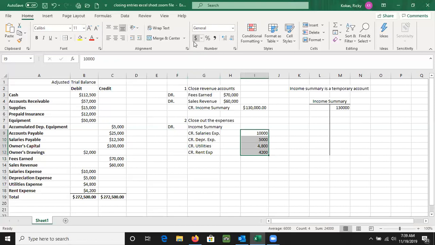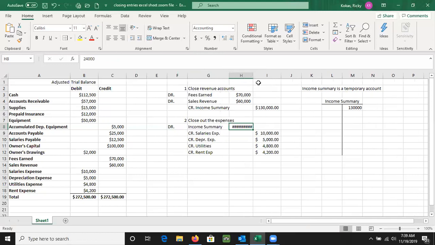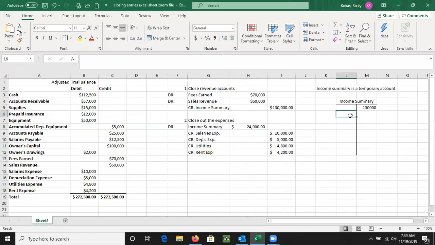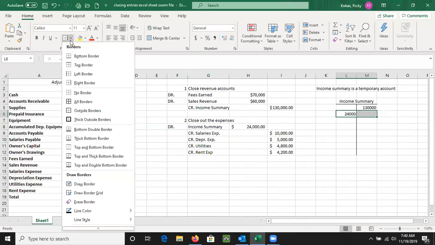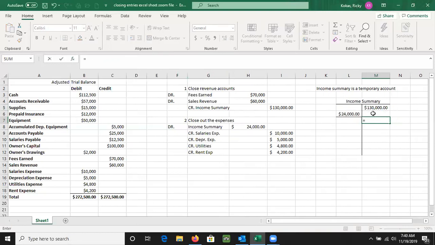All right. Income summary is going to be used again just for its sole purpose in life, to offset these credits. So when we total these up, they equal $24,000. So we're going to debit income summary $24,000. All right, we're going to update the T chart here. So income summary now, we credited it $130,000. We debited it $24,000. Its balance is going to be a credit for the difference.